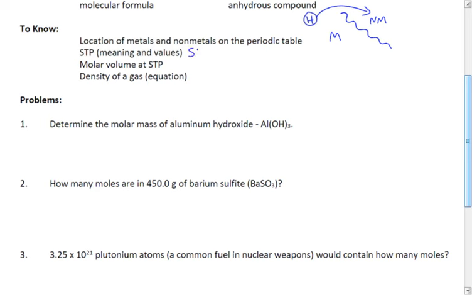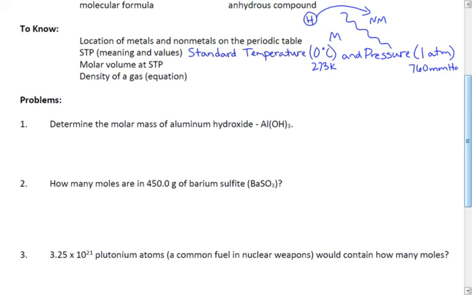STP stands for standard temperature and pressure, and you need to be familiar both with what it represents and those values for each of those. So standard temperature is going to be 0 degrees Celsius or 273 Kelvin. And standard pressure is going to be 1 atmosphere, which is also equivalent to 760 millimeters of mercury or 760 torr. So these values are also correct for those.